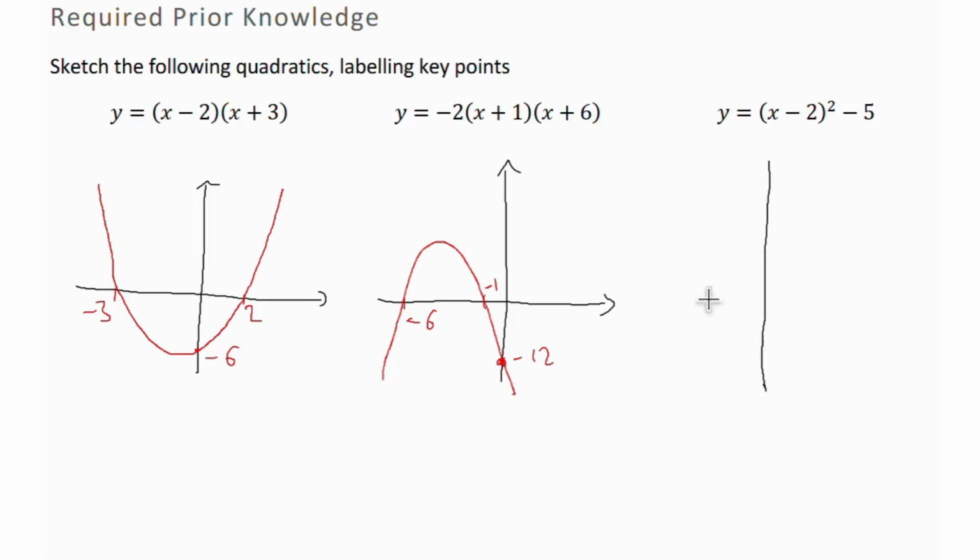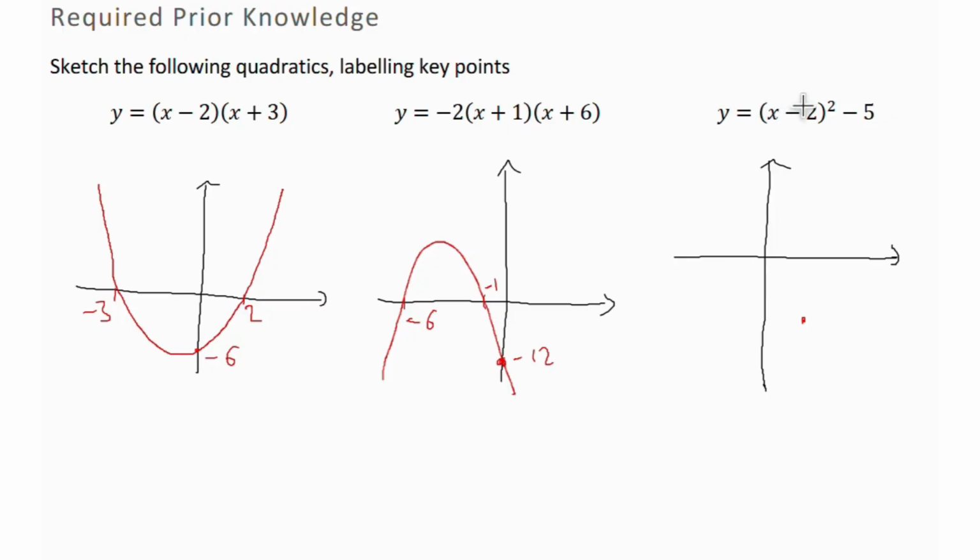This third quadratic, this time we are in completed square form or vertex form. So the vertex is going to be at 2, -5. So 2, -5 is going to be about there. It is a positive quadratic. Let's think about where the y-intercept is first here. Is it going to be above or below the axis?